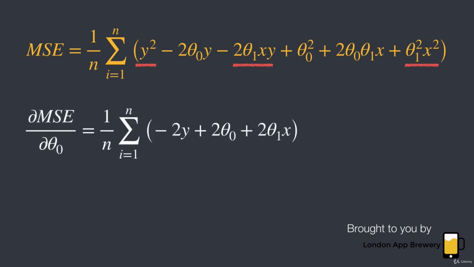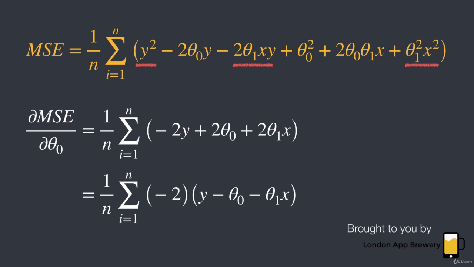Well, we're left with the following sum: minus 2y plus 2 times theta 0 plus 2 times theta 1 times x. And this is simply from applying the power rule that we covered in a previous lesson. Now, looking at this equation, we can simplify it a little bit to make it look a bit prettier. The first thing I'm going to do is factor out the 2 that all these three terms in the sum have in common. In fact, I'm actually going to factor out a minus 2, and then I'm left with something like this.